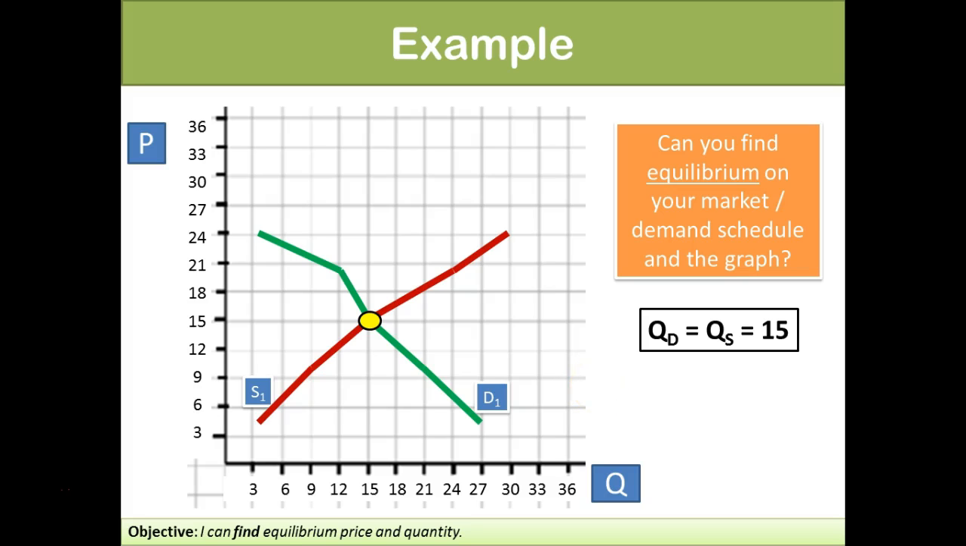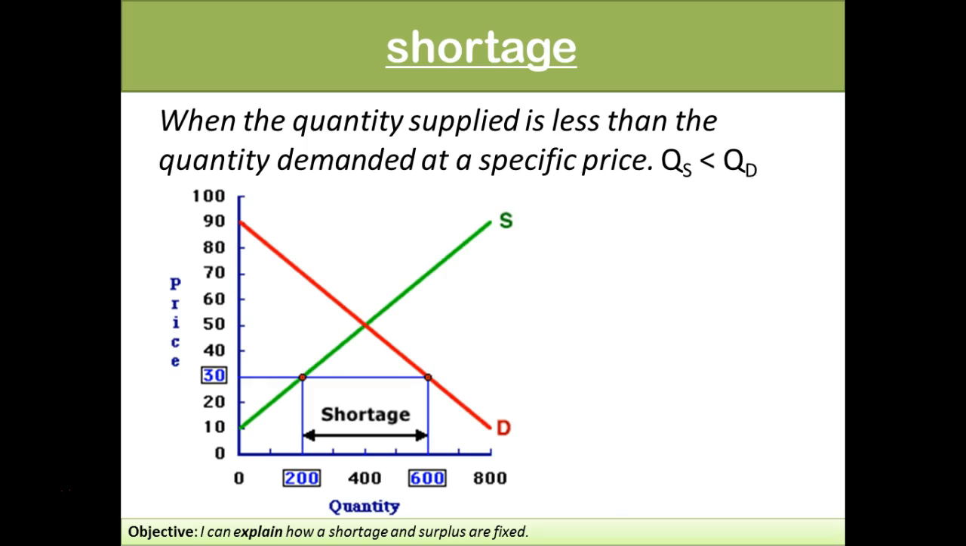Now, not everything is always in equilibrium, not everything is always balanced. Sometimes we have a disequilibrium, and one example would be a shortage, and that's when the quantity supplied is less than quantity demanded. So at any point underneath equilibrium, we will be at a shortage. And so 30, 40, 49.5, anything below 50 here is going to be a shortage, where our supply is less than the demand.